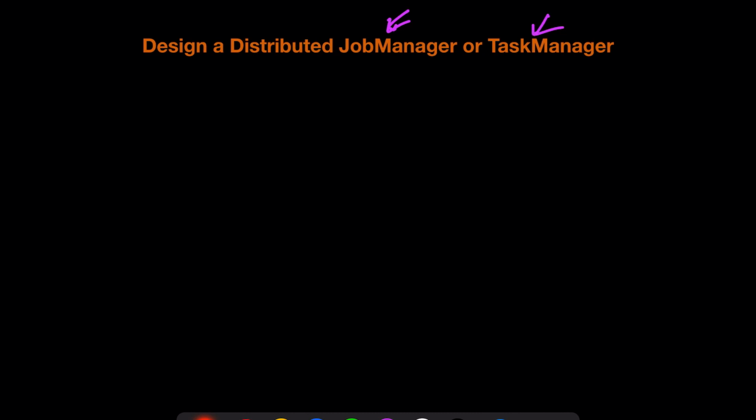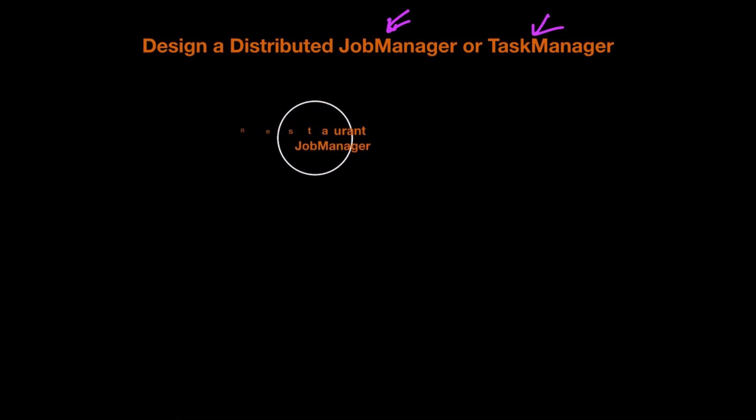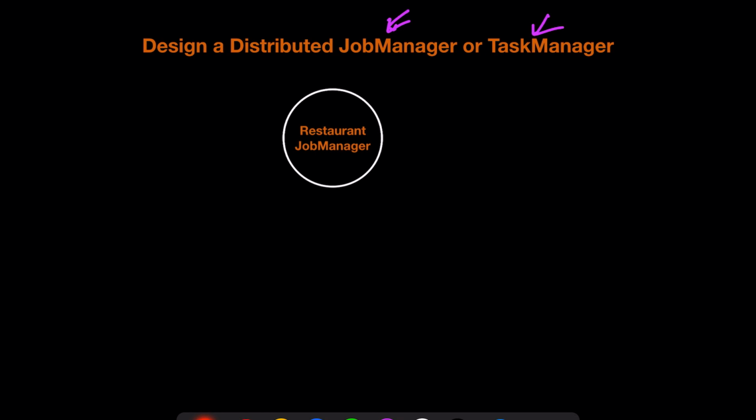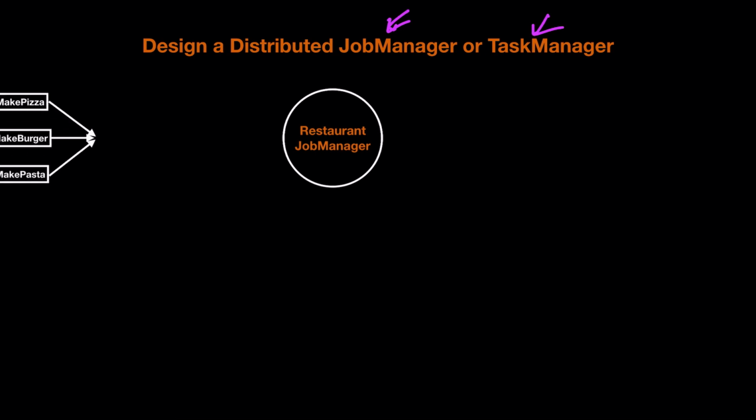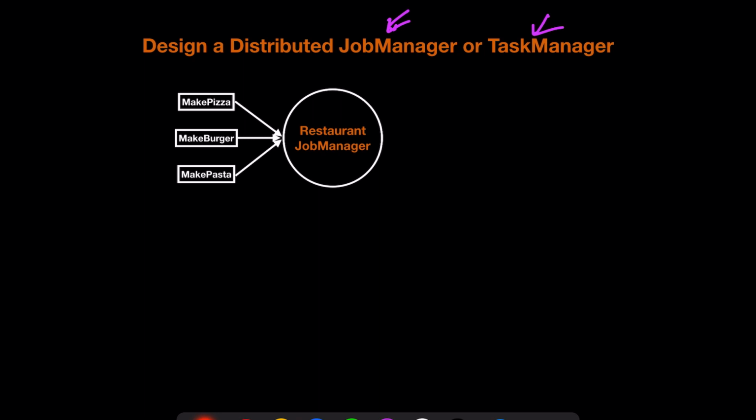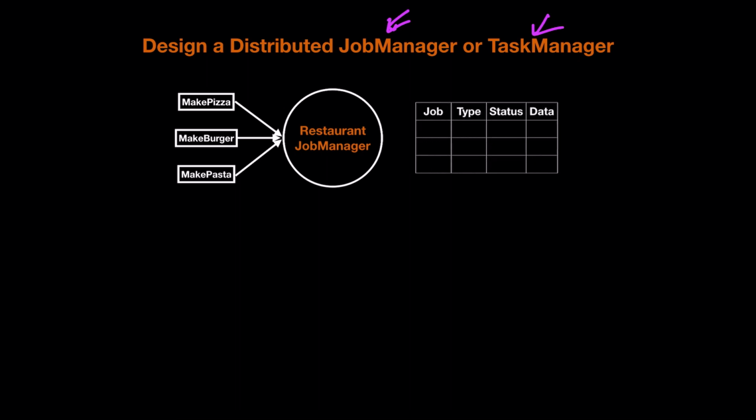Let's think about a restaurant job manager. What type of requests do we get? In a restaurant job manager, we can get a make pizza request, make burger request or make pasta request, right? Whenever we receive a job request, the job manager basically creates a job in the notebook or database. And each job has a job ID, job type, a status and some job data.